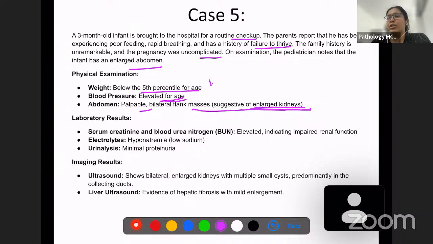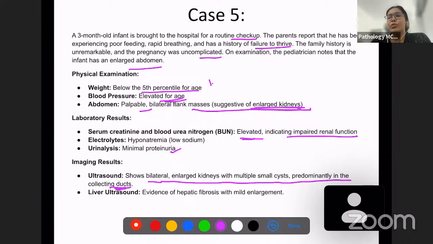So you have enlarged kidneys in this child. Serum creatinine, everything is elevated. Renal function is impaired. Proteinuria is there, very slight. So what does the ultrasound show? It shows bilateral enlarged kidneys with multiple cysts, predominantly in the collecting ducts.